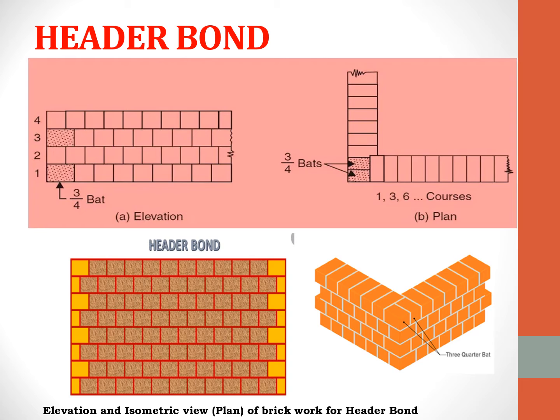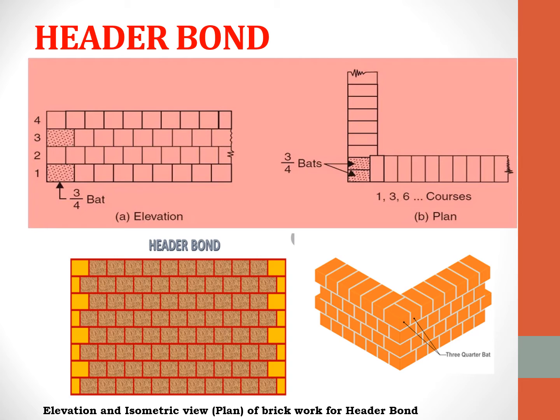So you can see the elevation as well as the plan. In the elevation, up to the fourth course, it is shown here how the bricks are laid in the header bond, and you can see the courses. So this is the header bond, what you can see here, as I was telling about the elevation and the isometric view of the brick wall for the header bond.